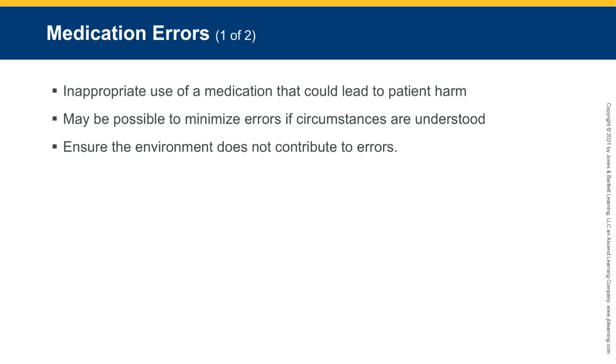Medication errors occur when a drug is used inappropriately and causes potential harm to the patient. These errors can result from administering the wrong drug, the wrong dose, or using an incorrect route. While errors can happen, they are preventable if EMTs follow the proper procedures and double-check each step of administration.